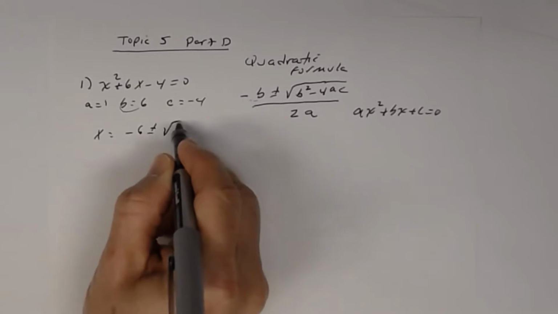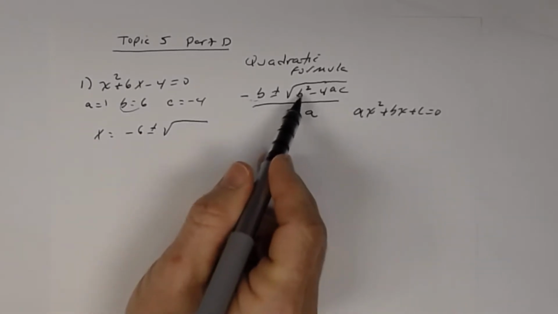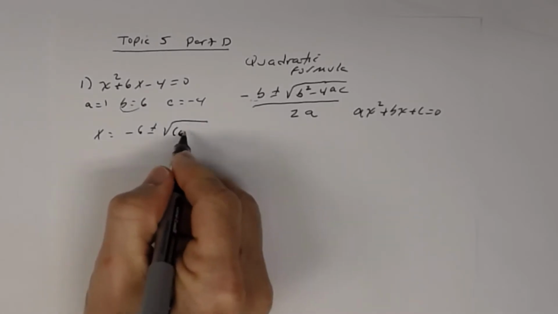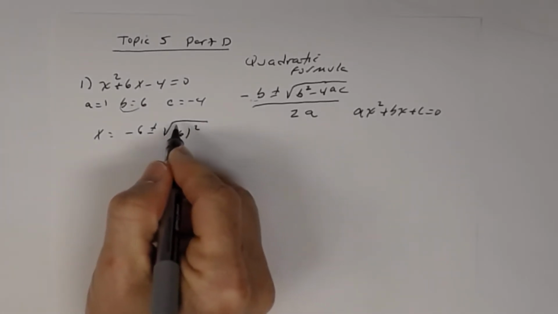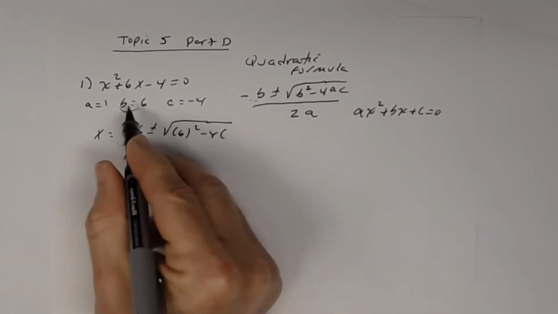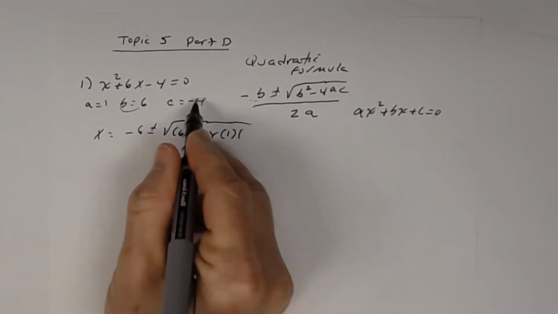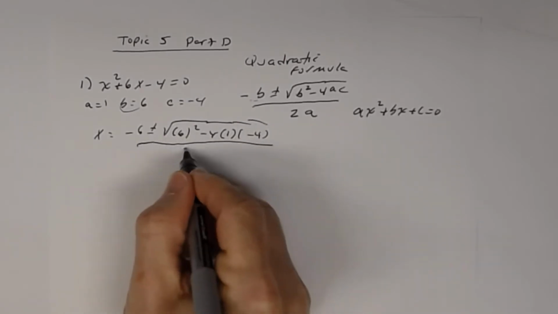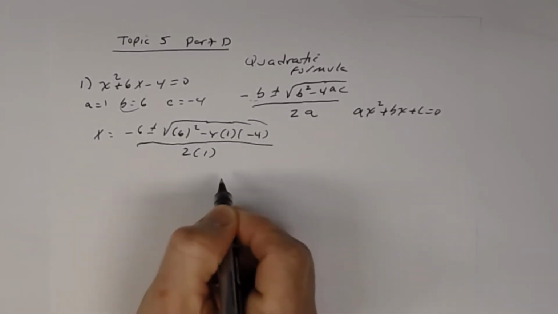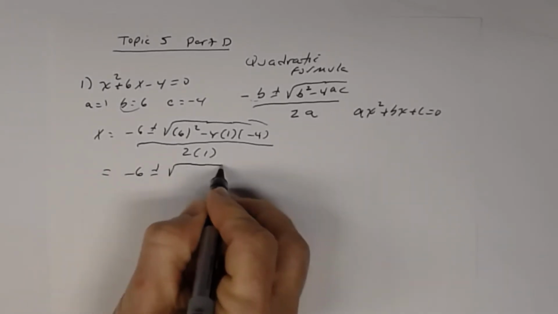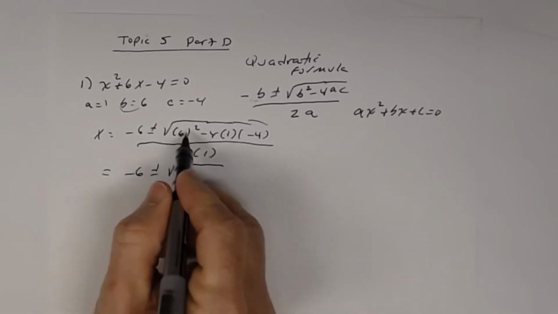Plus or minus the square root of b squared minus 4ac. So b is 6, and you say 6 squared. Make sure you put that in parentheses, because b could be negative. Minus 4 times a, which is 1, times c, which is -4, all divided by 2 times a, and a is 1.